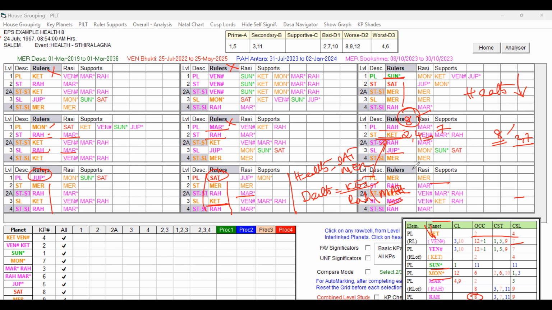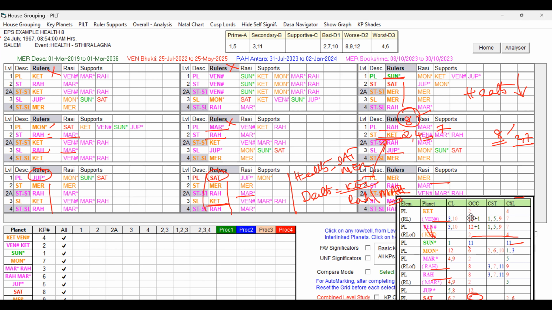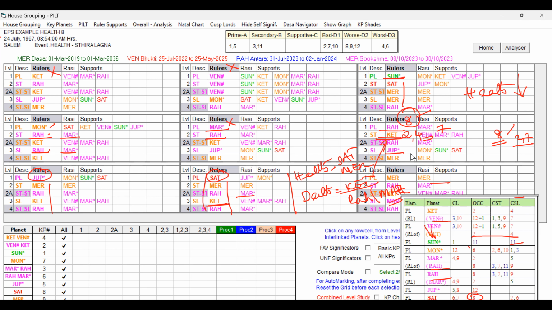Sublord is Jupiter. What is the signification of Jupiter? Let me open, just to move this. Jupiter is 5th lord, 8th lord, 12th occupant. Jupiter as 5th lord is fine, but 8 and 12, the 8th lord occupying the 12th house, is not good, because Ketu already has 2, 4, and 7 by way of Venus, and the sublord Jupiter is talking about 8 and 12.